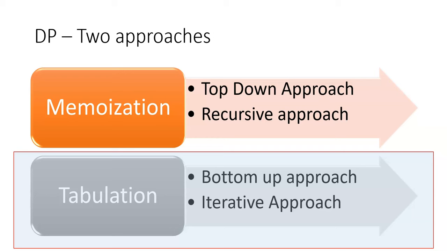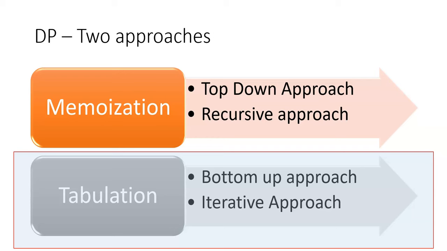So far what we have looked at is the tabulation approach. It is a bottom-up approach. It is an iterative approach, right? That's what we have seen. There is an entirely different approach available for dynamic programming. That's called memoization, which uses recursion. I'll actually take another video on memoization. If you're comfortable with tabulation, you can continue with this.